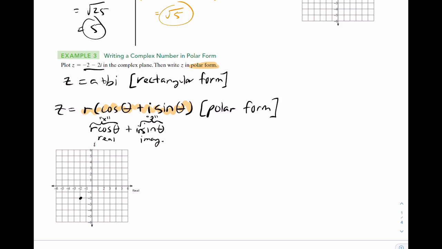Now you're probably wondering, okay, now how do I use all that? So the first step we're going to do, we're going to find the absolute value of z. We got to find that distance.